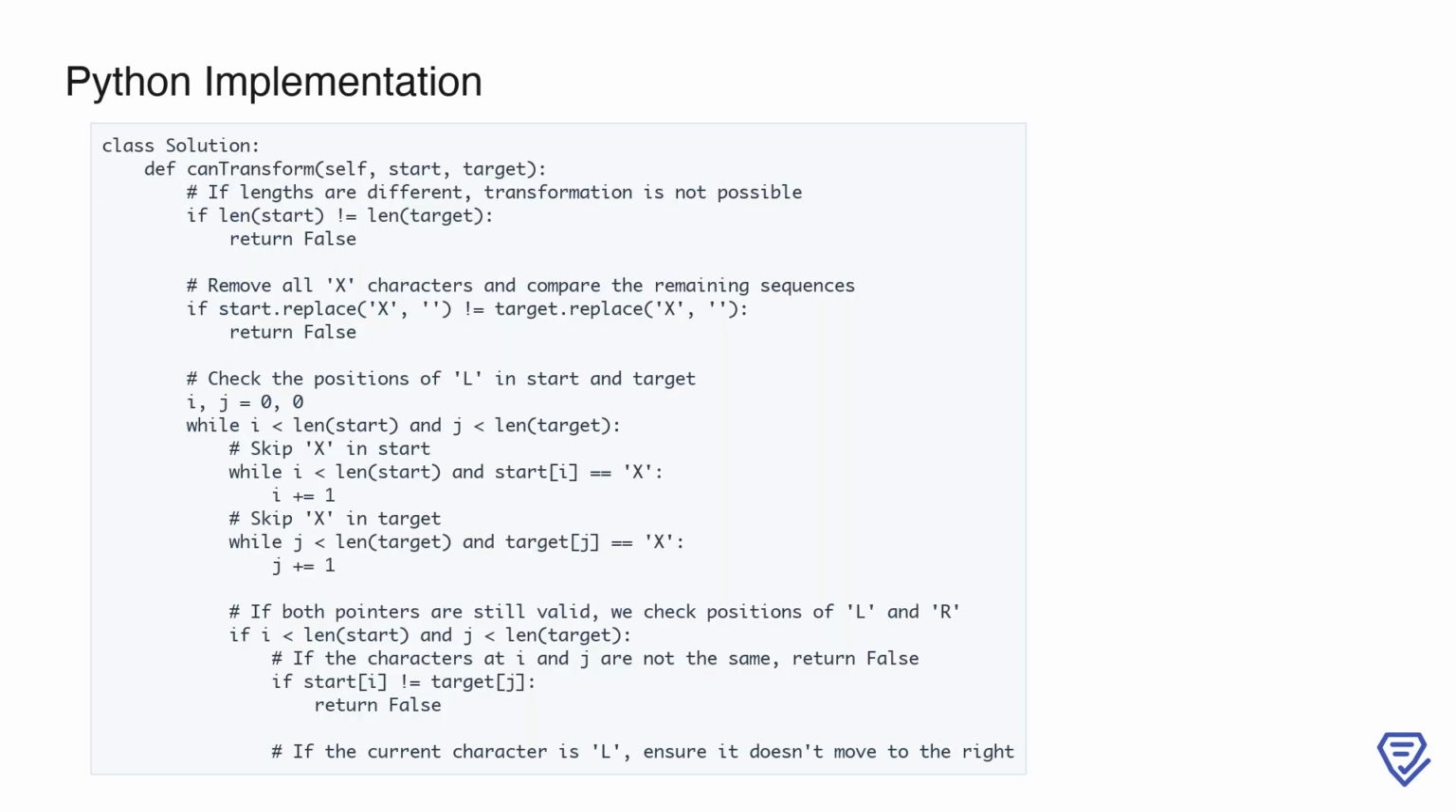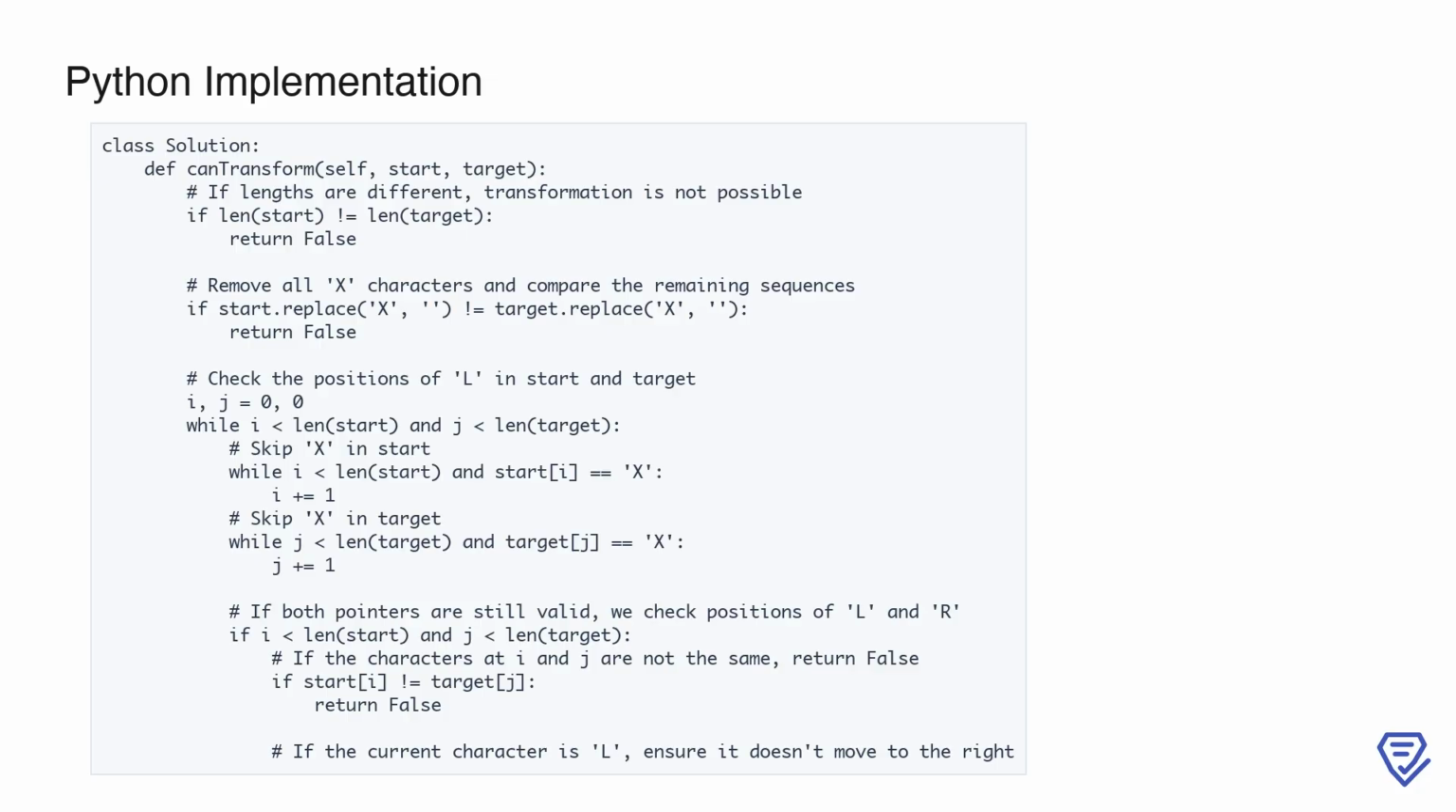Here, we define the can_transform method, which takes two strings, start and target, as input. The first thing we check is whether the lengths of these two strings are the same. If they differ, it's immediately clear that the transformation is impossible, so we return false. Next, we remove all the X characters from both strings and compare the remaining sequences. If they don't match, we return false because the order of L and R characters must be consistent between start and target.